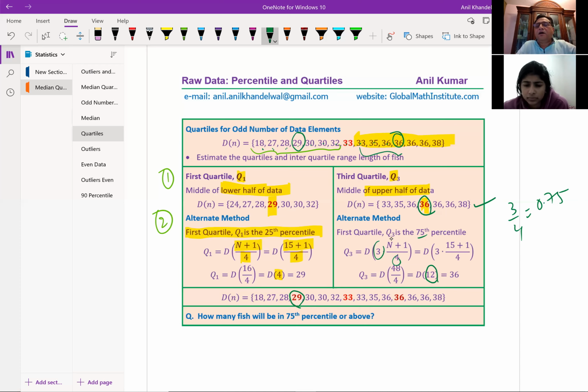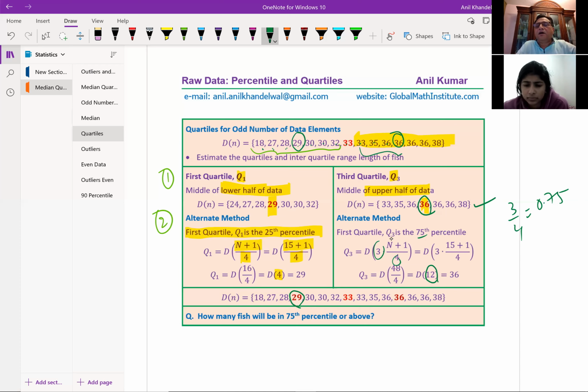The 75th percentile is 36 for us. Let me erase all of it. So it says 75th percentile or above. Yes. So you look at just the data. There's 36, 36, and 38, which come after.